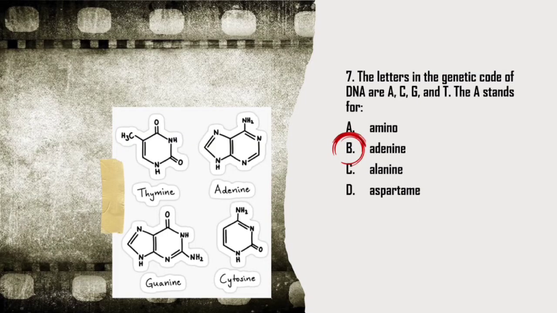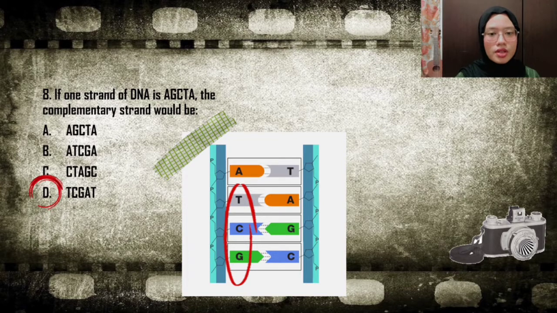For question number 7, the answer is B, because A stands for adenine. For the last question, if one strand of DNA is AGCTA, the complementary strand would be D, TGCAT, because A will pair with T and C will pair with G.